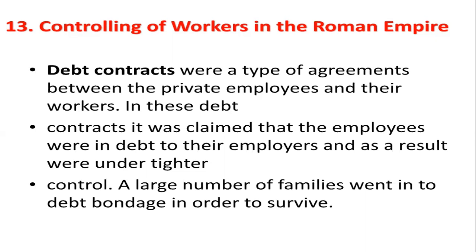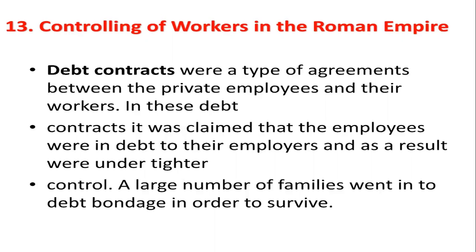So, last class we had stopped at controlling workers. You all saw how slave culture or slavery was present, and you all also saw how debt contracts were a type of agreement between private employers and their workers. In these debt contracts, it was claimed that the workers were in debt to their employers, and as a result, they were under tighter control. A large number of families went into debt bondage just in order to survive. We also saw the example of the Great Jewish Revolt of 66, where the revolutionaries destroyed the moneylenders' bonds to win popular support.